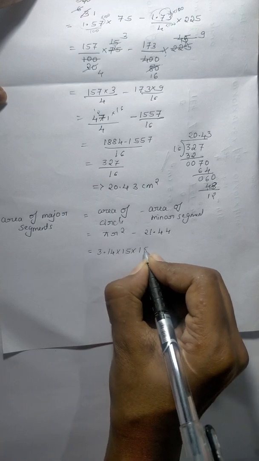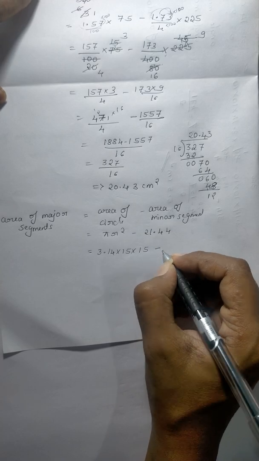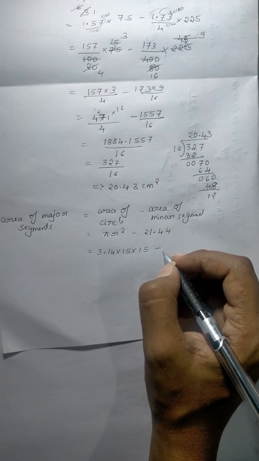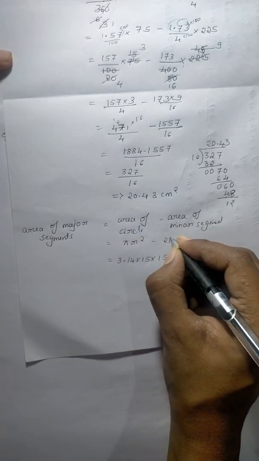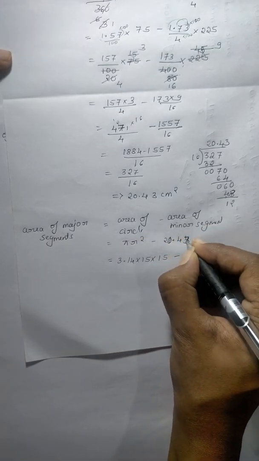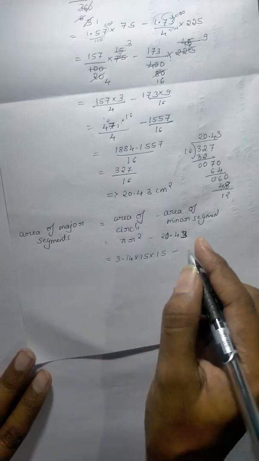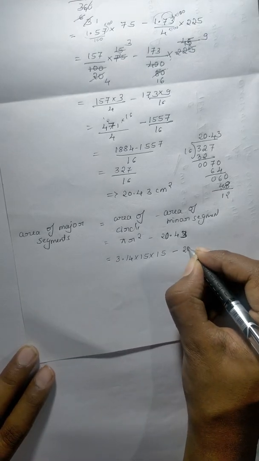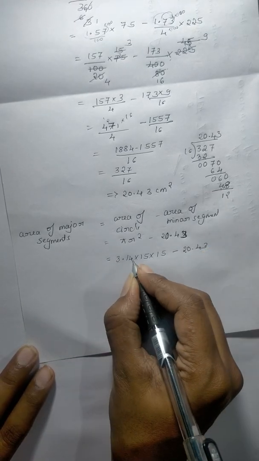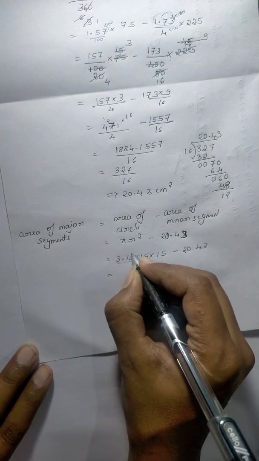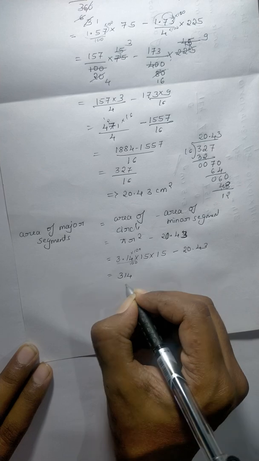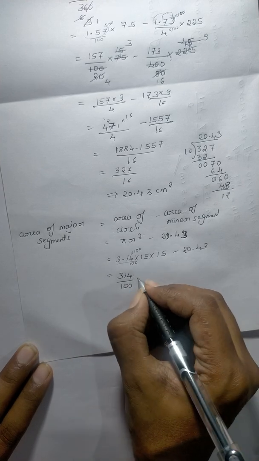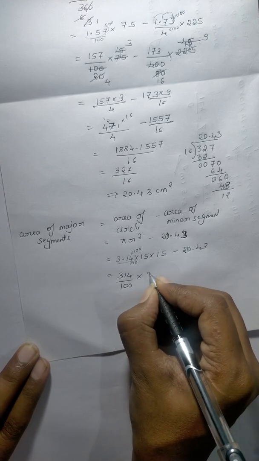Into radius is given as 15 into 15, minus the area of the minor segment, 20.43. This is 20.43. So as it is 3.14, we will convert to the decimal by multiplying by 100 divided by 100. So directly I will write 314 divided by 100. That means I have already multiplied. So 15 15s are 225.